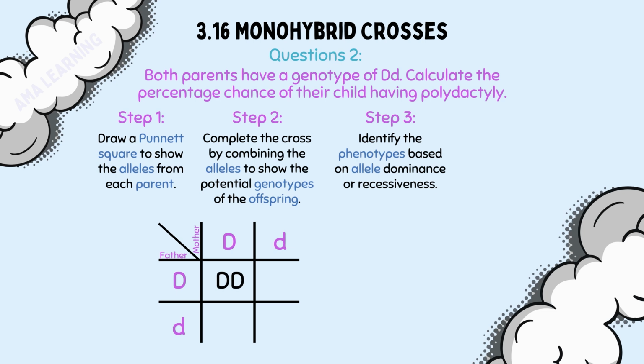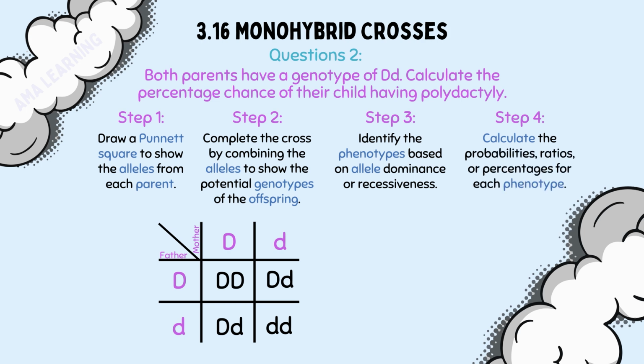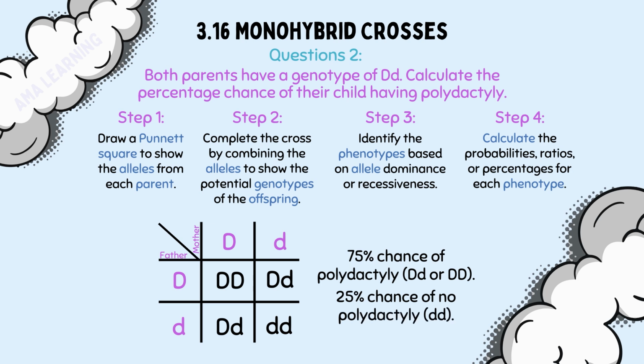The offspring are one of three possibilities. The first possibility is two capital D's, which results in the offspring having polydactyly, as both alleles are dominant. The second possibility is capital D and lowercase d. The dominant allele results in polydactyly, which means the offspring will have extra fingers or toes. The third possibility is two lowercase d's, which results in the offspring having no polydactyly, as both alleles are recessive. Step 4. Calculate the probabilities, ratios, or percentages for each phenotype. This means there is a 75% chance of polydactyly, capital D and lowercase d, or two capital D's, and a 25% chance of no polydactyly, two lowercase d's.